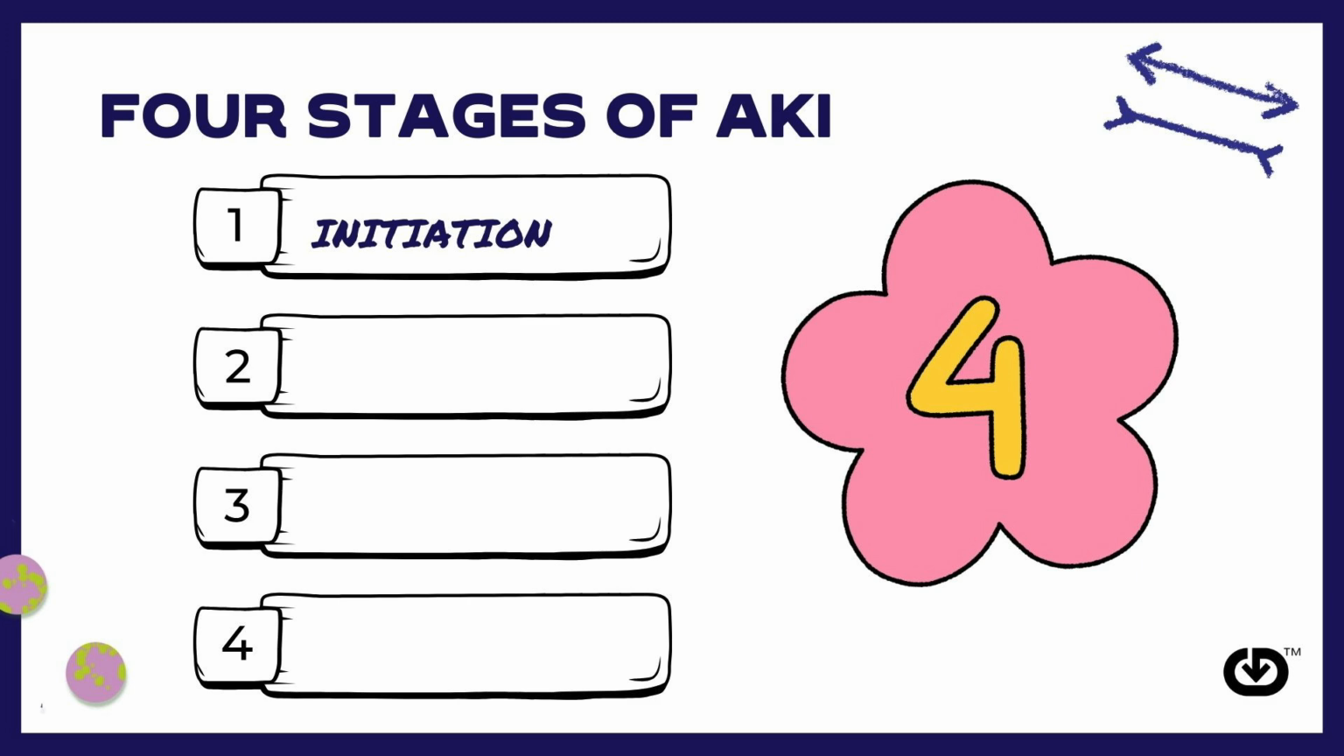In addition to the 3 types of acute kidney injuries, there are 4 stages of acute kidney injuries. Make sure you write these down and let's talk about it. The first stage is initiation.